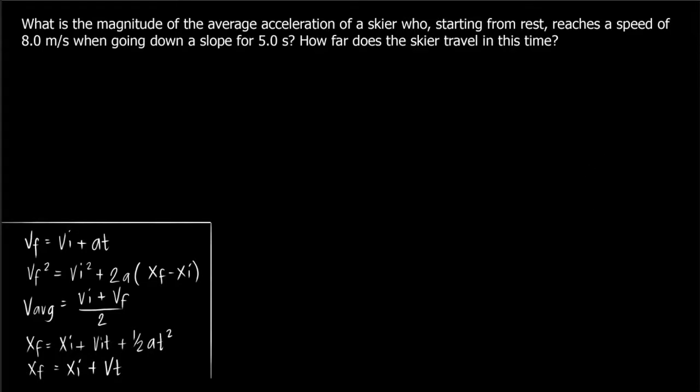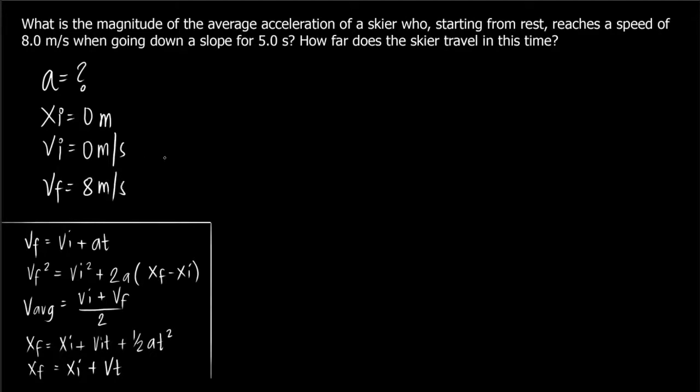So, like we always say, it's a good habit to write down the given. So, ang ginapangita dire, what is the magnitude of the average acceleration? So, question mark A. And then, starting from rest, which means ang aton sini nga x initial is 0 meters. And for sure, ang iya sini nga initial velocity is 0 meters per second. And then it reaches a speed of VF na siya, 8 meters per second when going down a slope for time na 5 seconds. So T is 5 seconds.